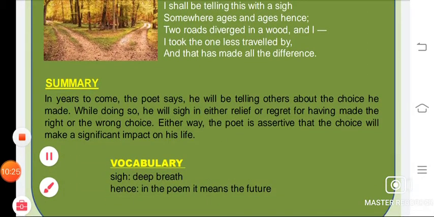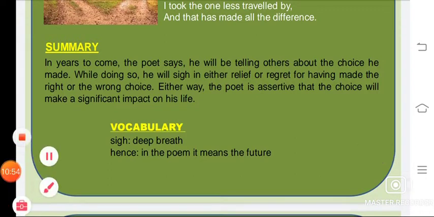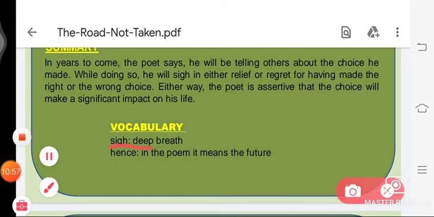In years to come, the poet says, he will be telling others about the choice he made. While doing so, he will sigh in either relief or regret for having made the right or the wrong choice. Either way, the poet is assertive that the choice will make a significant impact on his life. Vocabulary: the sigh means a deep breath, and here in the poem it means the future.